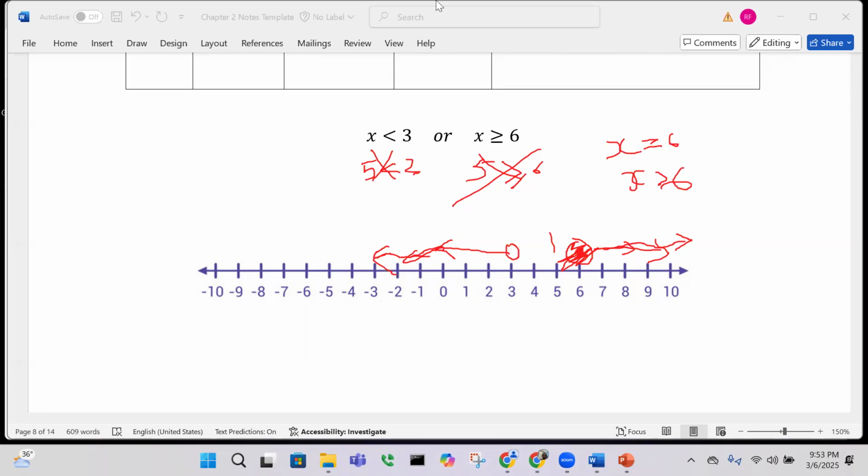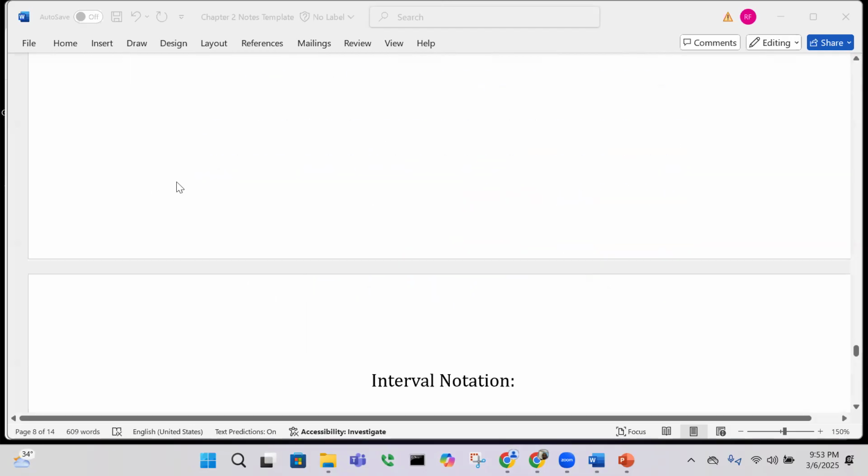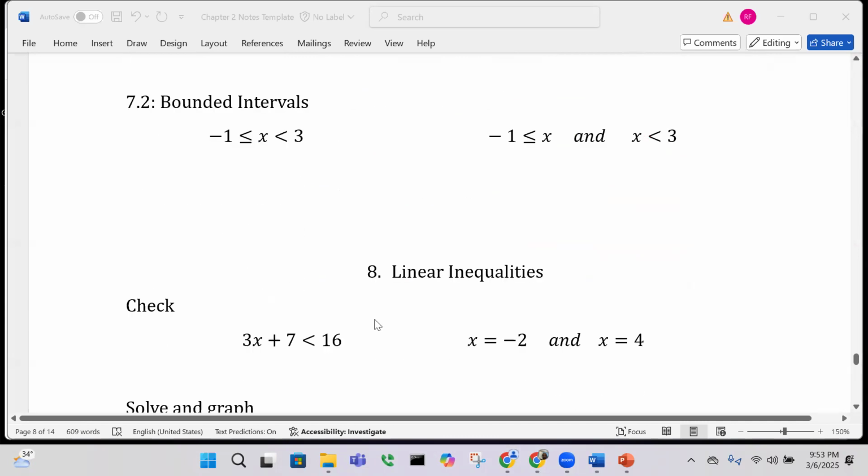All right, I think I talked enough. What else do I have to say? Yeah, that is it. Interval notation.